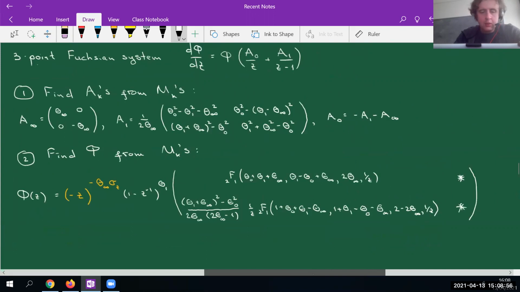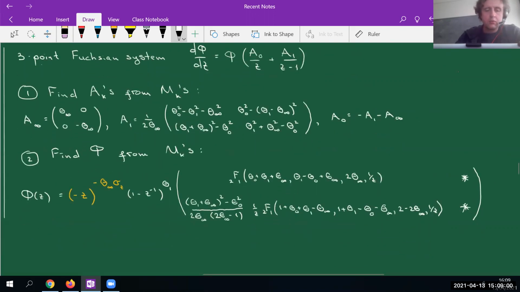So this is an example of answers to this question in the 3-point case. So we have the 3-point Fuchsian system, singular points at 0, 1, and infinity. So now you see, if you want to find the A's, so differential equations, from the M's, from monodromy, then the formulas for the coefficients are really simple. It's just very basic linear algebra: how to find this conjugacy class of A's from their eigenvalues. But on the other hand, if you want to solve for phi, then you get, well, basically this expression here, so hypergeometric functions and so on.